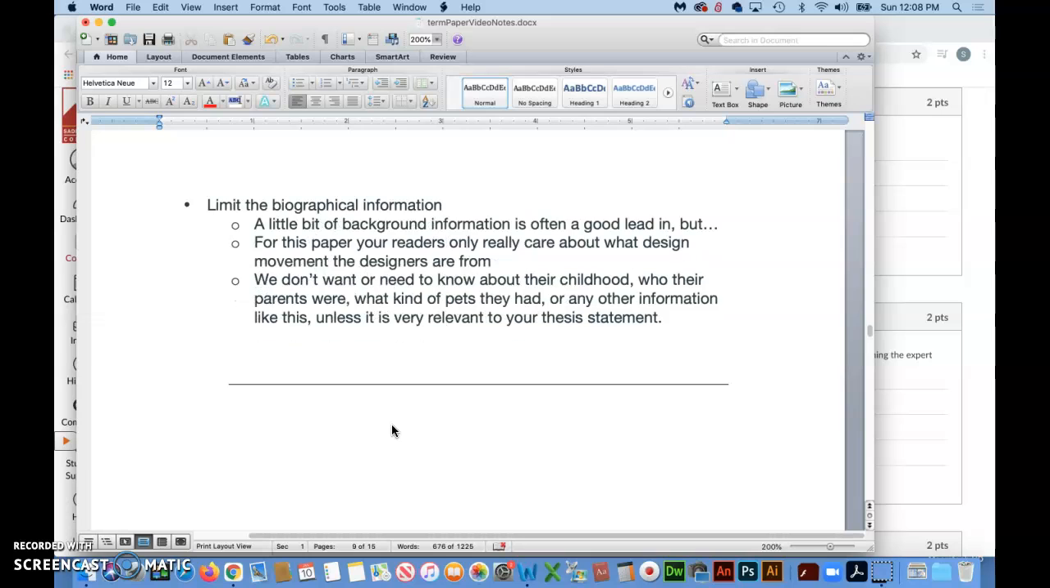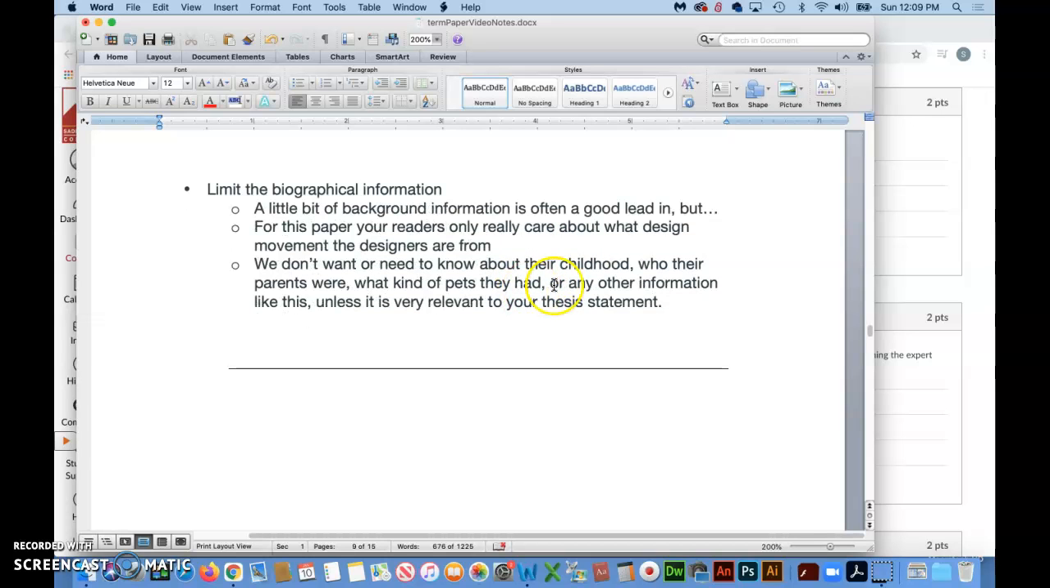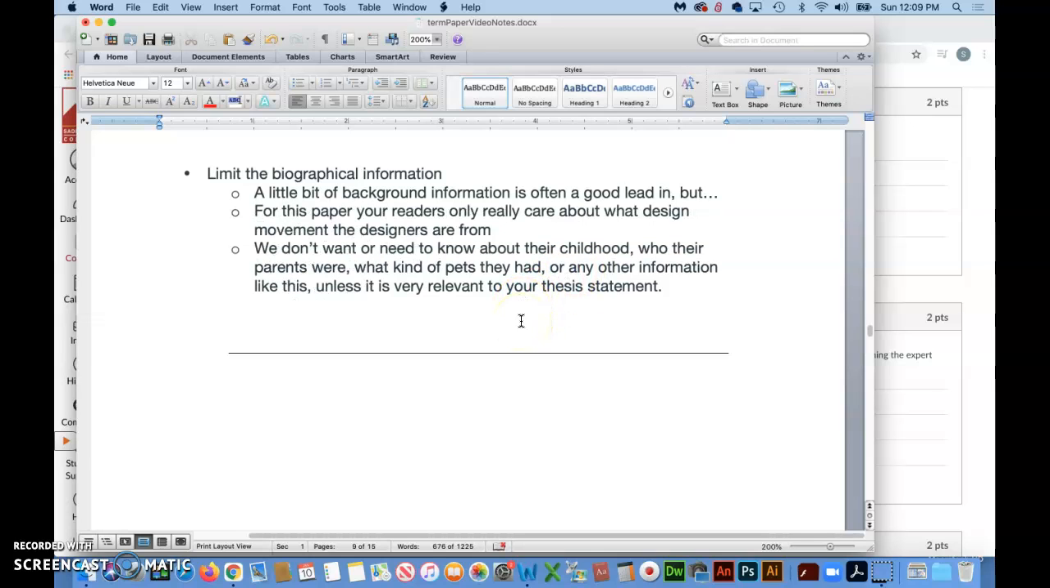You want to limit the amount of biographical information you give us on each designer. A little bit of background information is often a good lead-in, but for this paper, your readers only really care about what design movements the designers are from. Again, we're talking only 2 to 3 pages. If you were writing 50 pages, then sure, maybe we would want to know about other things, but we don't, for a paper this size, want to know about their childhood, who their parents were, what kind of pets they had, any other information like this, unless it's relevant to your thesis statement.